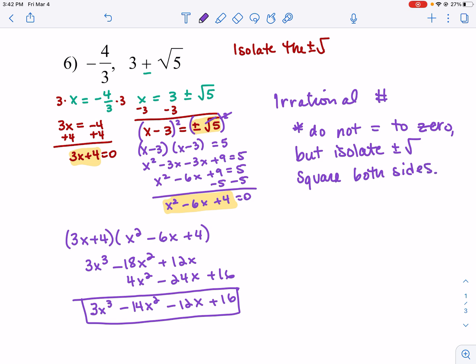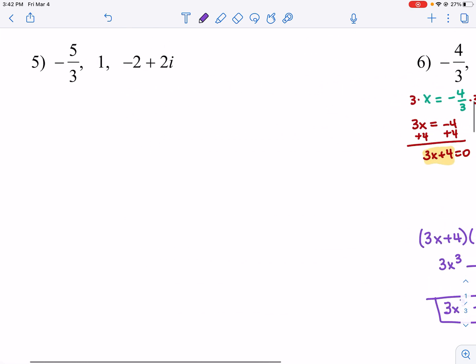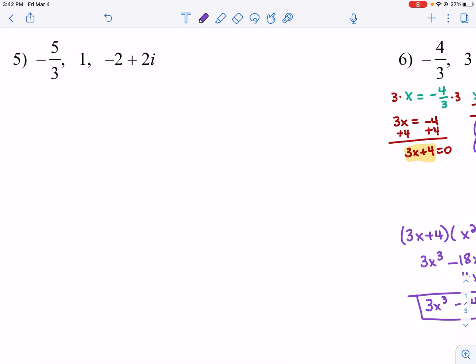Okay, so now let's try what I think was the hardest question on the page. All right, so if we look at this one, this has 2 rational zeros and then an imaginary, which remember has a plus minus sign. So again, we would set them all equal to 0. And I'm gonna teach this the same way I taught that irrational. I'm gonna actually get x equal -2 plus or minus 2i.